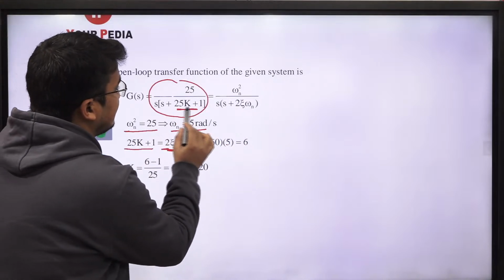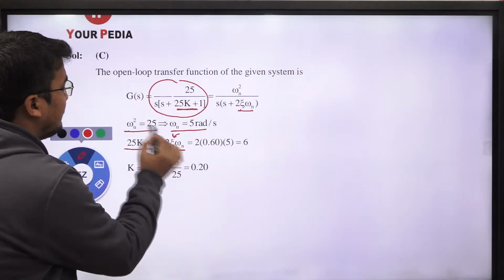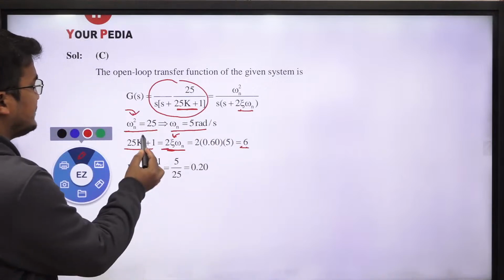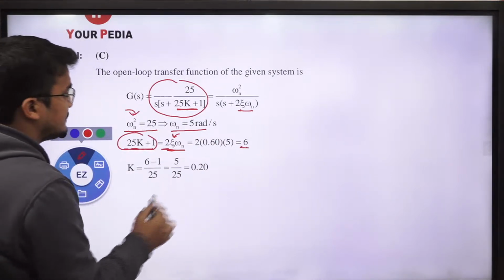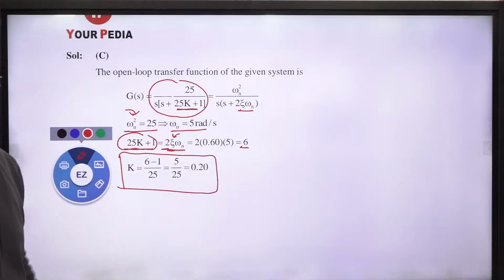You can see this one can be compared with this one. So putting the value of zeta and the value of omega n, I got the value 6, right? So putting this equation, 25k plus 1 is equal to 6, I am getting the value of k is equal to 0.2. So what will be the correct answer?